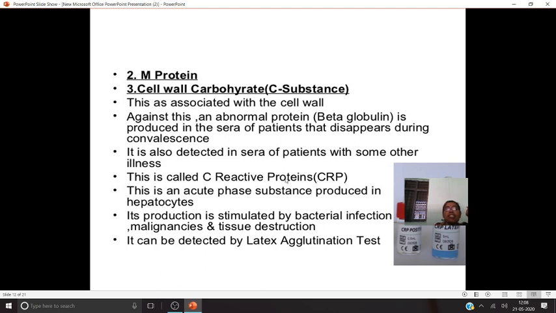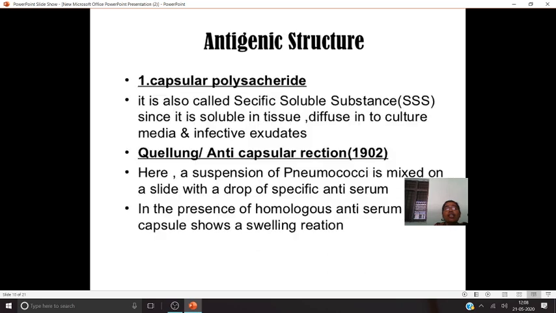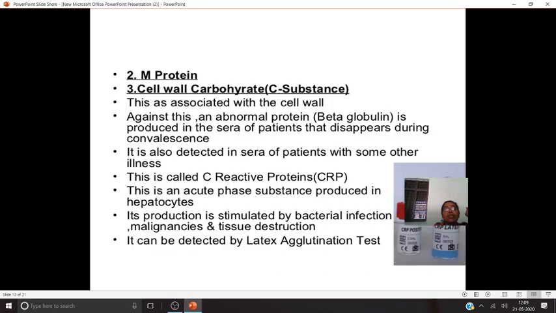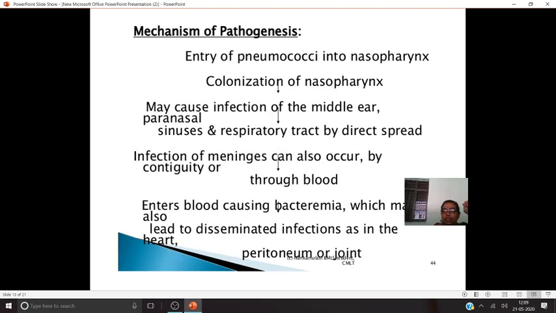Another name is C-reactive protein. This is an acute phase substance produced in the hepatocytes. Its production is stimulated by bacterial infection, malignancies and tissue destruction. It can be detected by the latex agglutination test. So all these are the antigenic structures. One is the capsular polysaccharide, under which is the Quellung reaction. Then second is the M protein, which is attached to the cell wall. And third is cell wall carbohydrate, another name is C substance or C-reactive protein. All these are the antigenic structures of pneumococci.